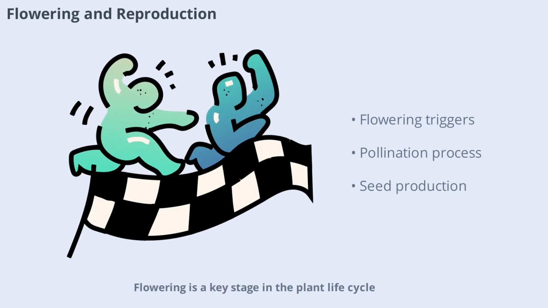Flowering is a key stage in the plant life cycle, leading to the production of seeds and fruit. The timing of flowering is controlled by environmental cues like day length and temperature, as well as internal signals from plant hormones. Successful pollination and fertilization ensure the next generation of plants.